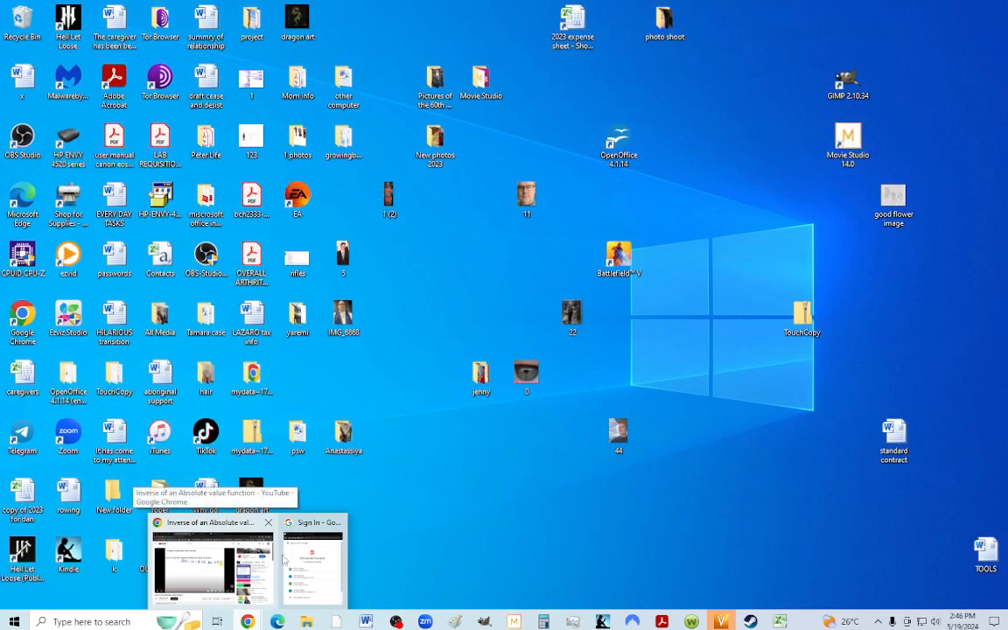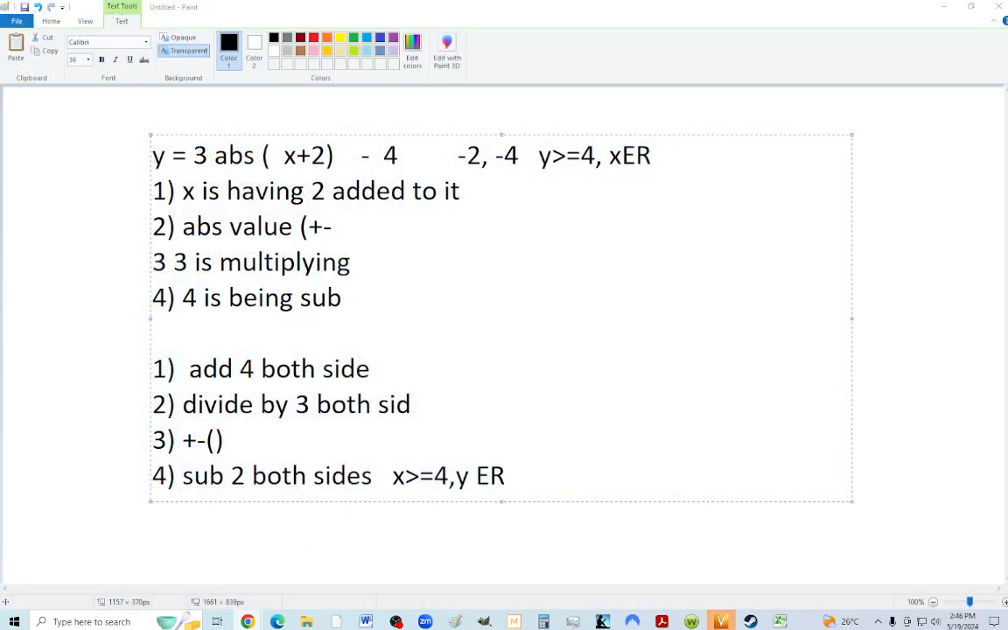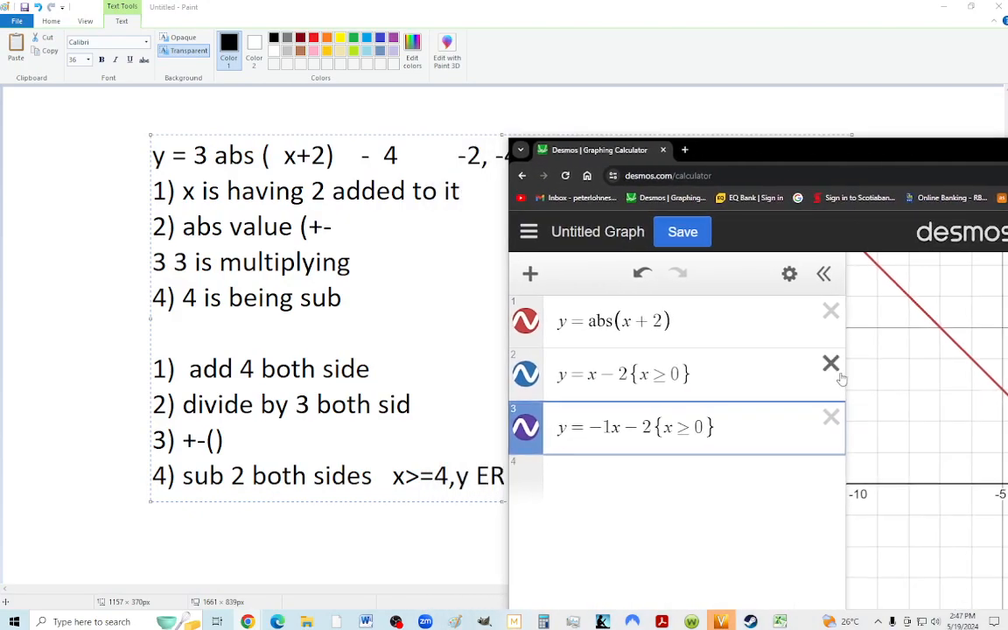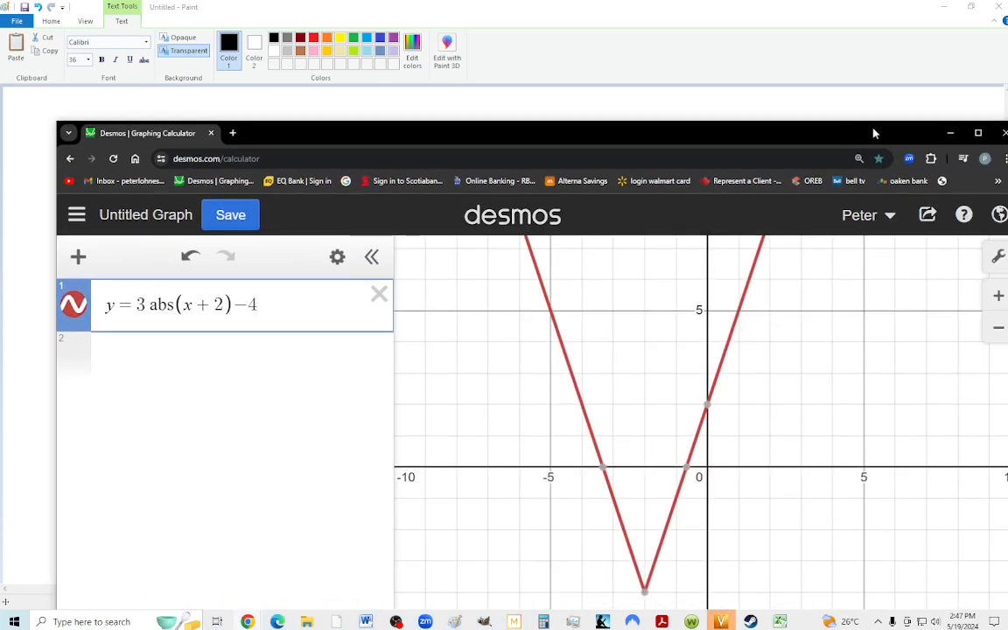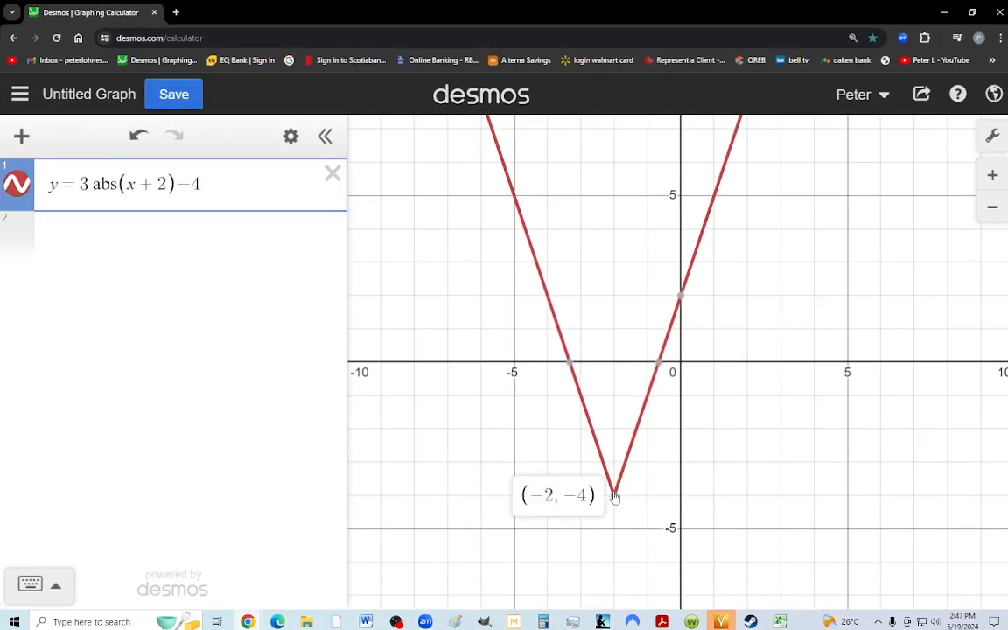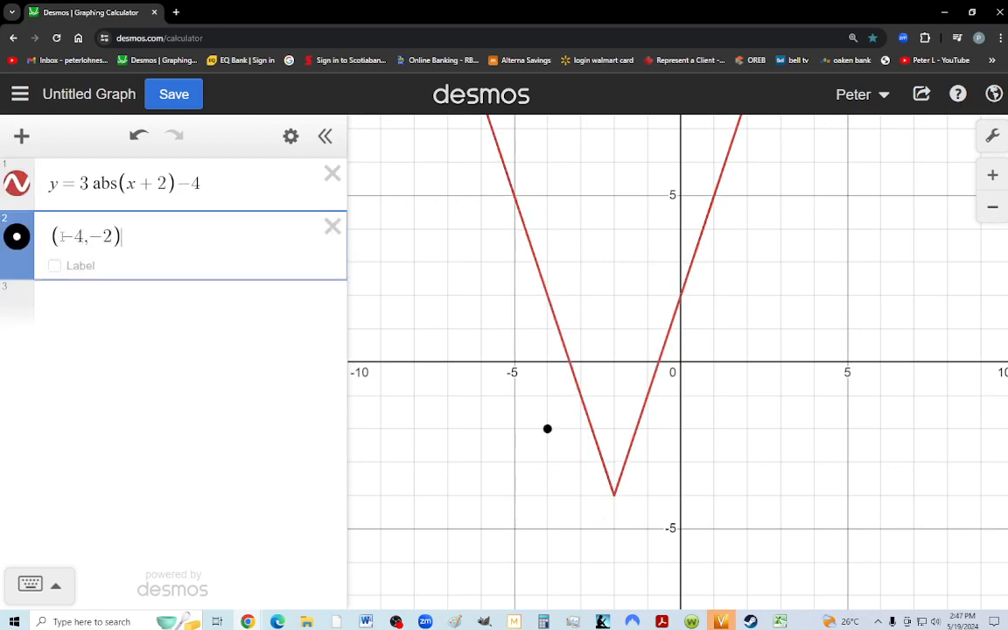We're going to pull up Desmos here, and I'm going to just add the values we have here. It doesn't matter which absolute value: absolute value of x plus 2, minus 4. Okay, so we can see from this graph that the vertex is here. So we can expect a swap of those numbers for the new vertex. So expect -4, -2 to be the new vertex. It's also going to face to the right.